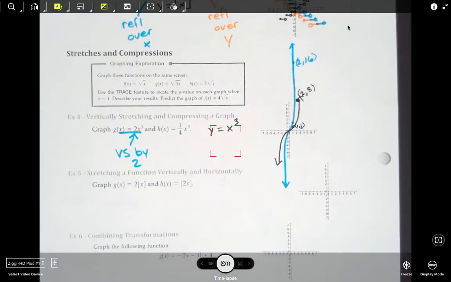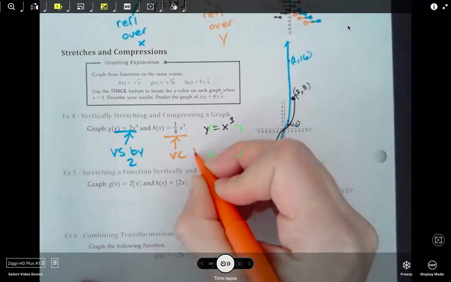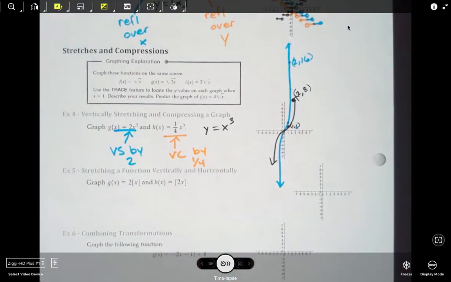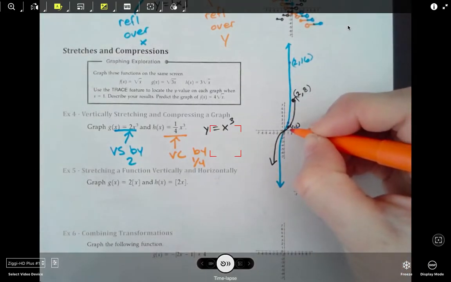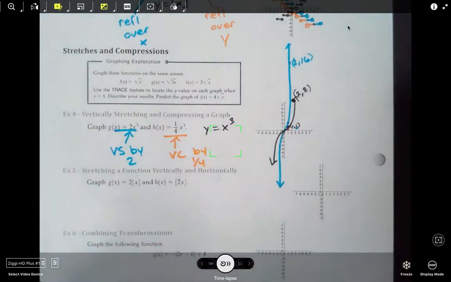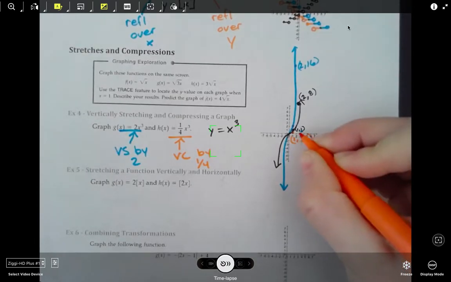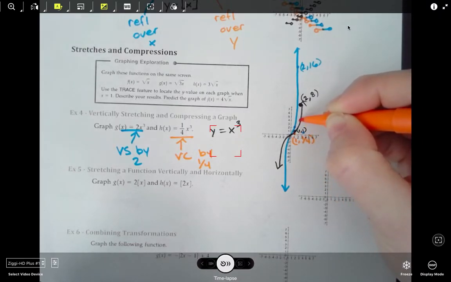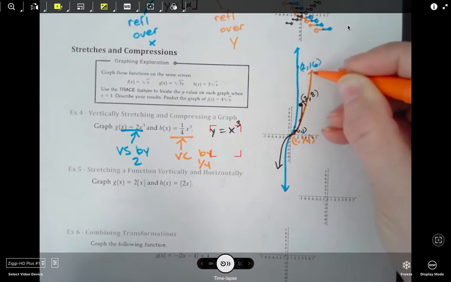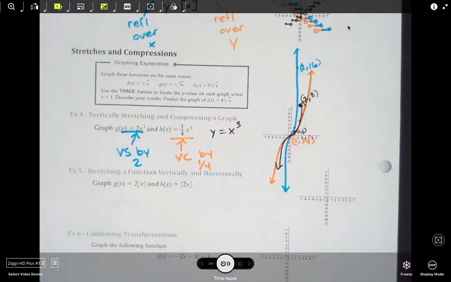Okay. Now what's the other one doing? It's vertical also. Vertical compression by 1/4. Okay, so if my original point was at 1, 1, what's my new point going to be at? One comma 1/4. Okay. My second point was at 2 comma 8. Now it's at 2 comma 4. So he's going to go like this. He's going to be a little wider, like this. Okay.